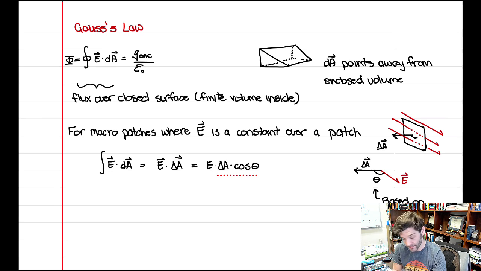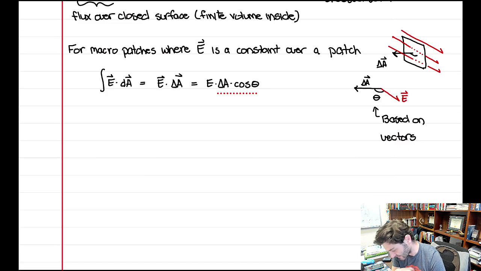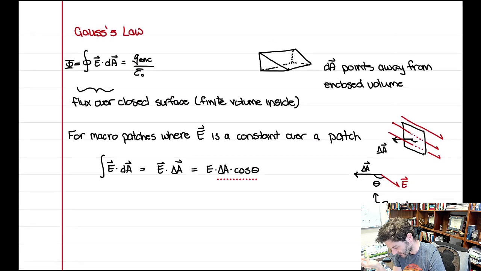And we were able to do that by defining this normal vector, which you'll either see as little dA when we're dealing with calculus. You might see it as a capital delta A when you're dealing with a macroscopic slab, like a rectangle. Or you might sometimes see it written with a little lowercase n, which usually corresponds to the unit vector direction of this little patch.